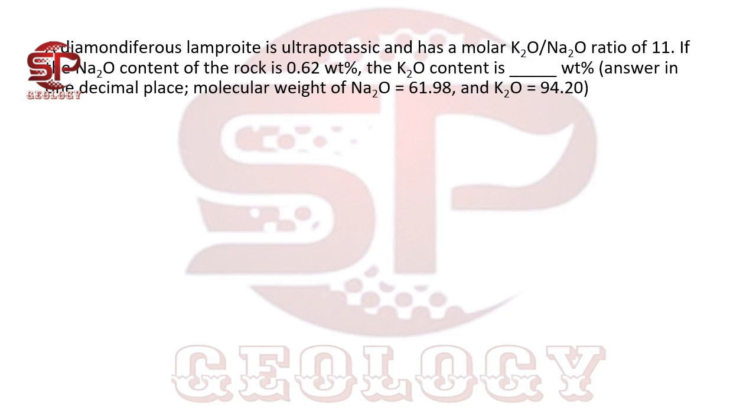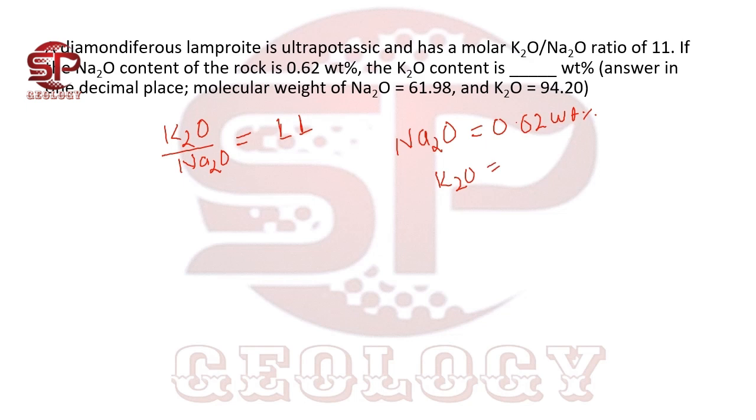Then a diamondiferous lamproite is ultrapotassic in molar ratio. Here the molar ratio of K2O to Na2O is given, it has a ratio of 11. The Na2O content is given as 0.62 weight percent, and the K2O content we have to find out. So K2O weight percent we have to find out. First the molar ratio is given here as 11, so first we have to calculate the moles of Na2O. What will be the moles of Na2O here?